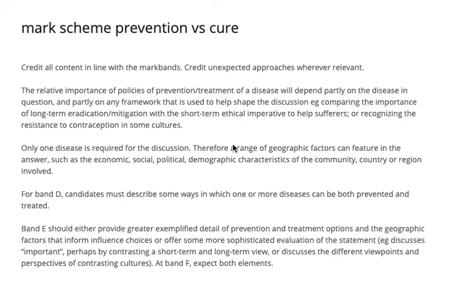If you look here at the top mark band, band F, you would expect both of those elements. So you should provide greater exemplification in detail of prevention and treatment options and the geographical factors that inform those choices.